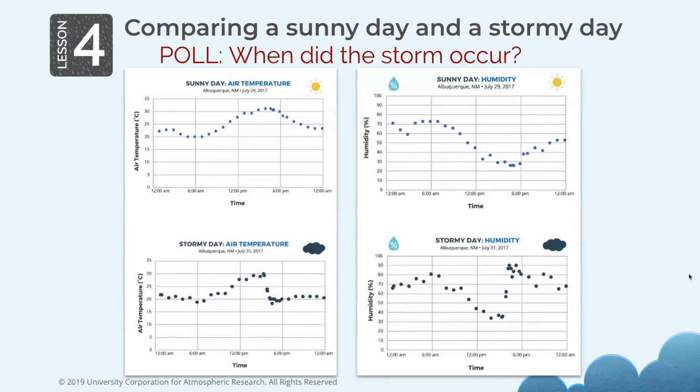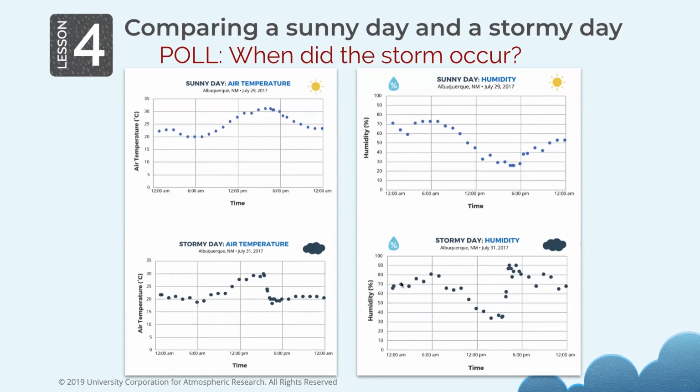So as the humidity gets very, very high, the relative humidity in the sky where the clouds are reaches 100%, and the clouds are no longer able to hold onto that moisture, and then the rain begins. So we see on our sunny day, we don't have a high enough level of humidity.